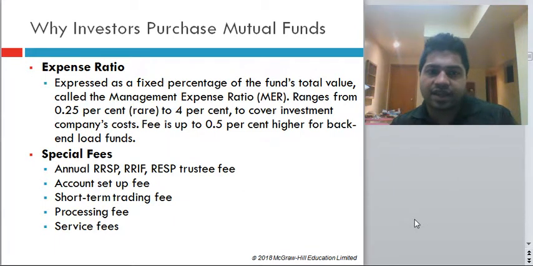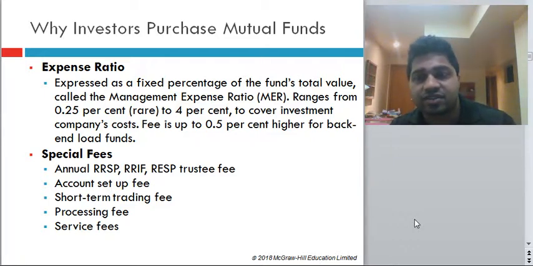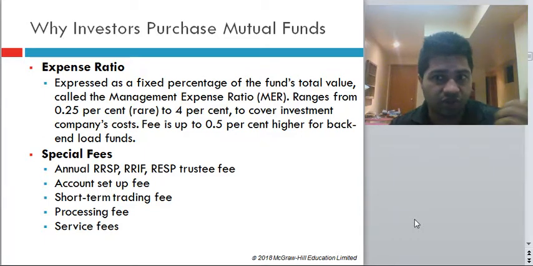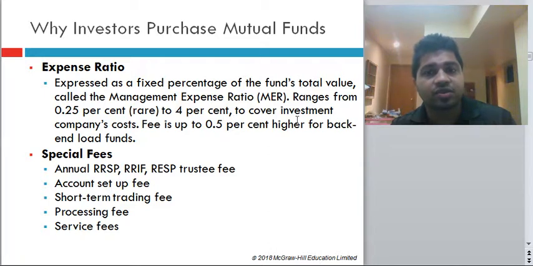Expense ratio, expressed as a fixed percentage of the fund's total value, is generally called the management expense ratio or MER. It ranges from 0.25 to 4%. There are generally funds right now that are charging you 0.02% also. They are all based on artificial intelligence, so there is no human involved, so they can reduce the cost a lot. It can be as high as 4% to cover the investment company's cost. The fee is 0.5% higher for back end load funds. So this is the annual fee that you pay.